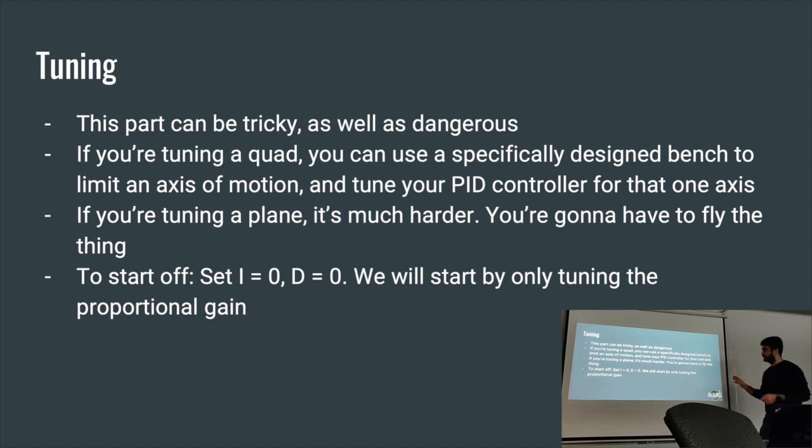So to start off, a good rule of thumb is just to eliminate the derivative and integral gains. You have them implemented in your firmware, but turn them off. If you set them to zero, the controllers aren't going to do anything, right? Because you're multiplying the error value by zero, so the output will be zero. So start off with that. Now you've reduced the 18 numbers you need to find down to six. That's a little more manageable, and you actually have a chance of finding out what they are. So we'll start off by only tuning the proportional gain.